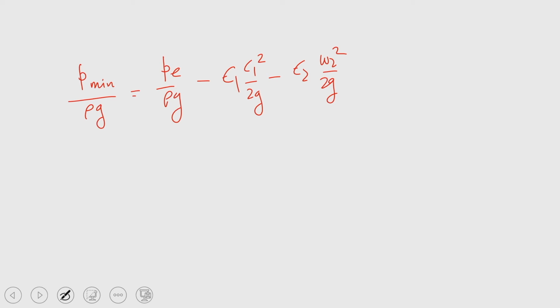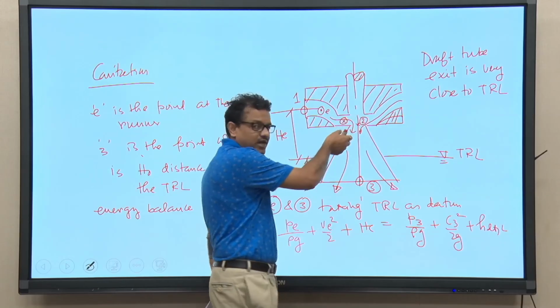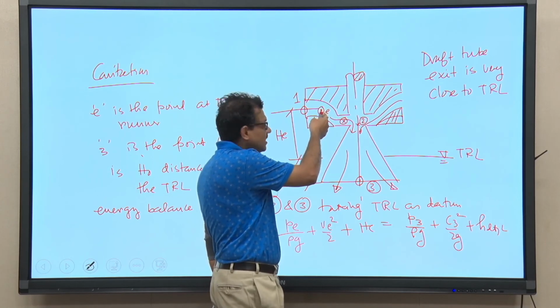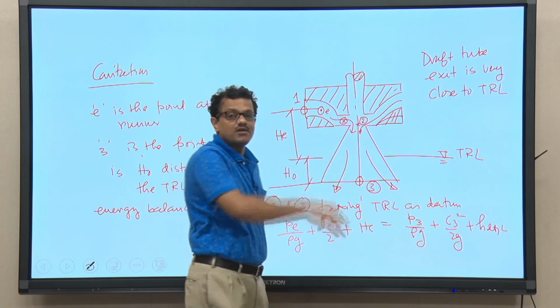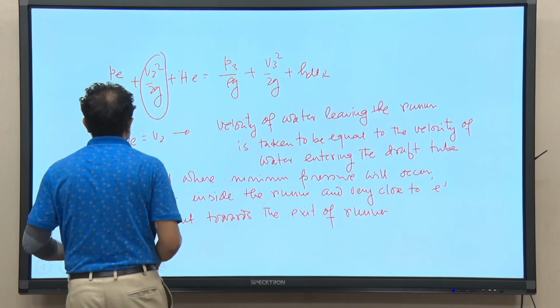W1. Why are we considering C1 and W1? Because at this point 1, we expect the pressure to be minimum, and that minimum pressure is less than the pressure at point E, and it is a function of the velocities, that is C1 and W1. So, that is what we have written.